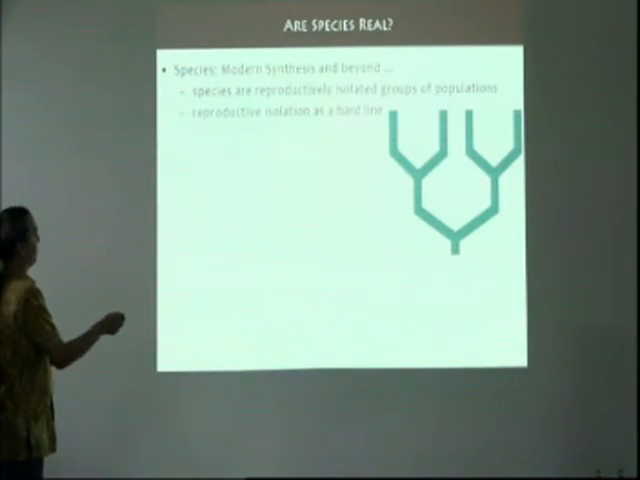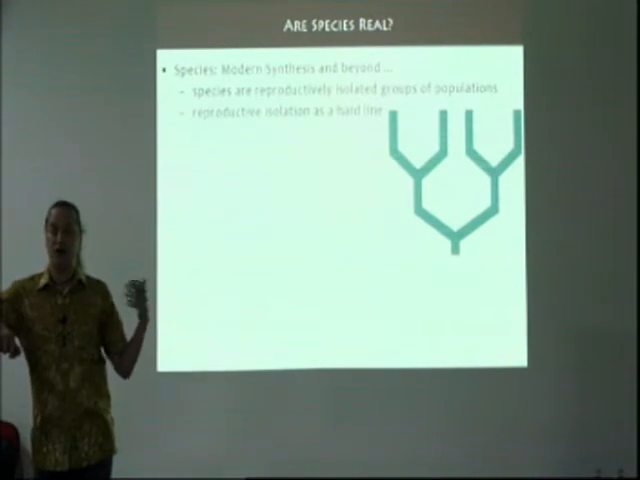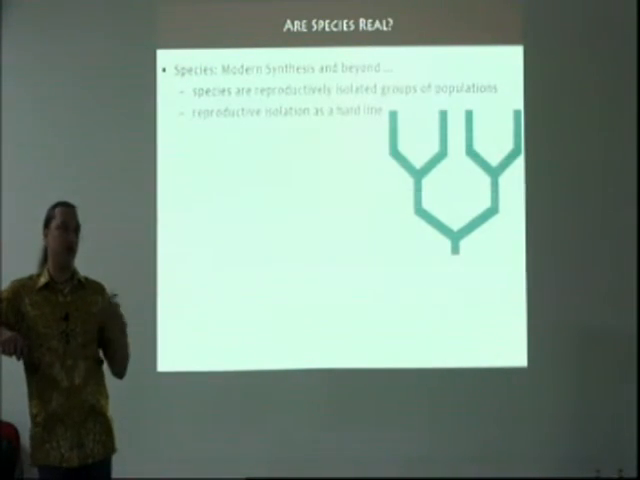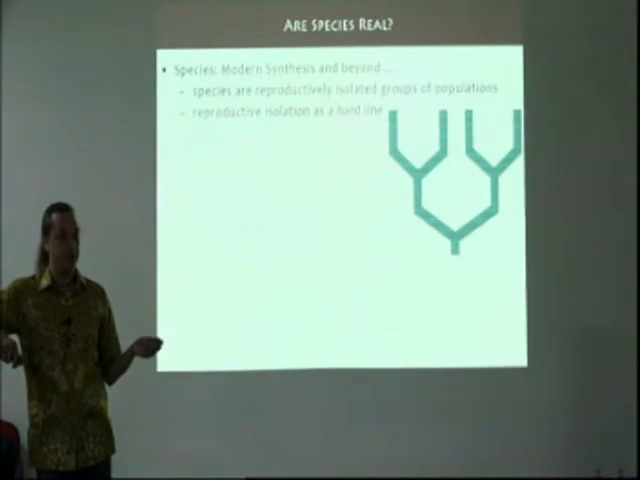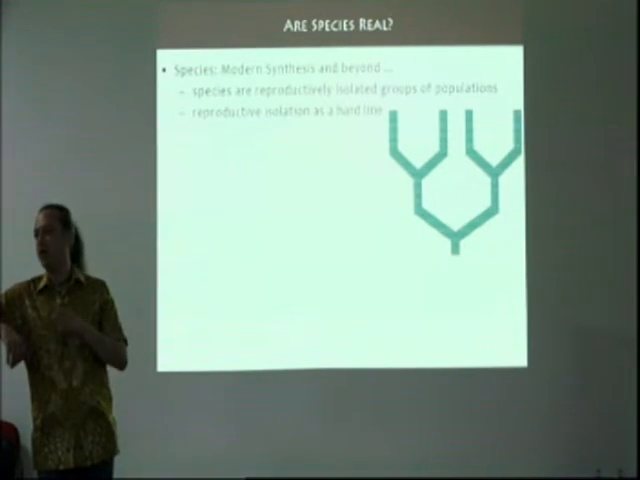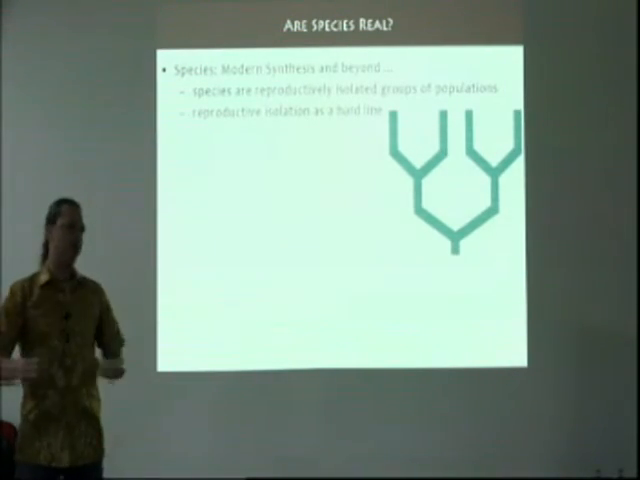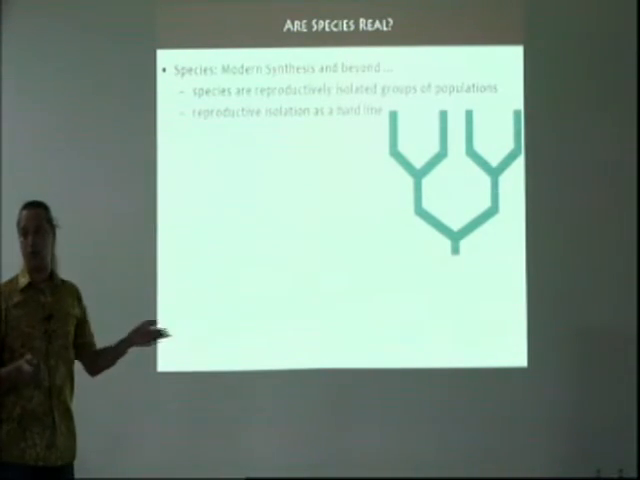Now, if reproductive isolation is not a hard line, and we do know now that you can get across-species hybrids, you can get across-genus hybrids, in some cases you can get across-family hybrids, and of course genetic compatibility starts to degrade as you go further and further away in time and bring those organisms together. But for a lot of things, hybridization is real.